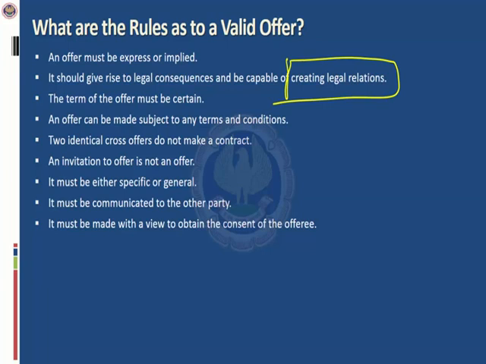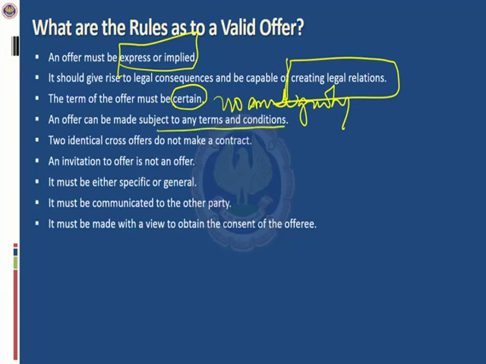Creating legal relationships is important. It must be expressed or implied, that is written, oral, or maybe by the conduct or act of the parties, or the behavior of the parties. And there must be some certainty, that is, no ambiguity should exist with respect to a particular contract. All terms should be specifically made clear.